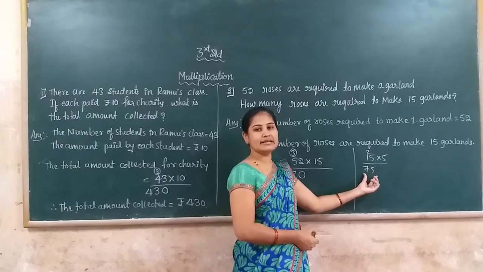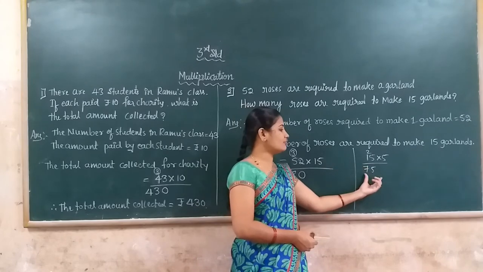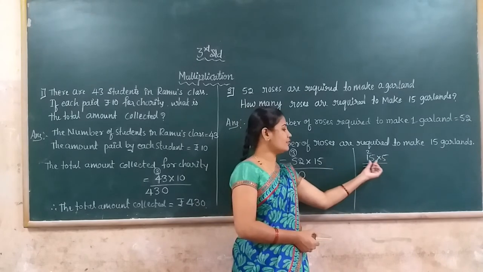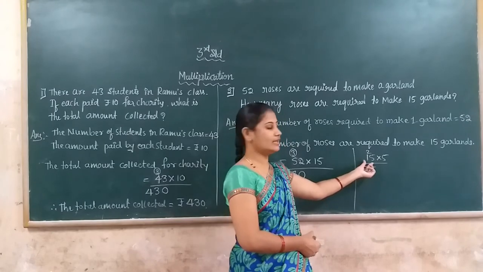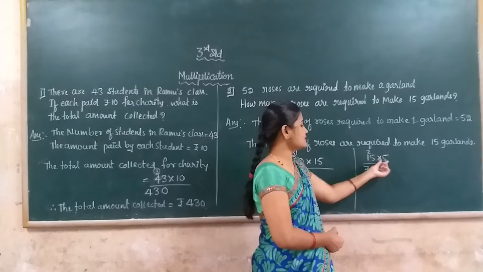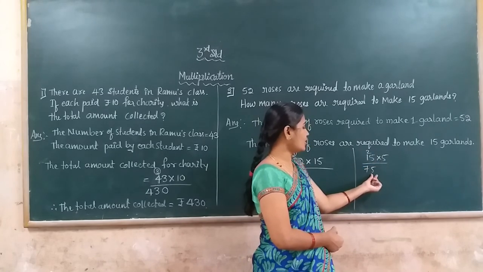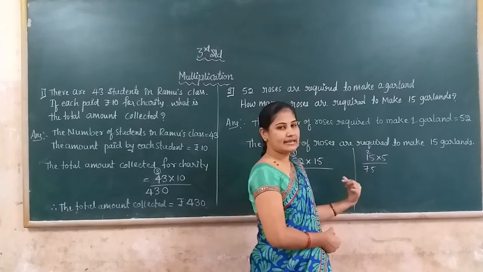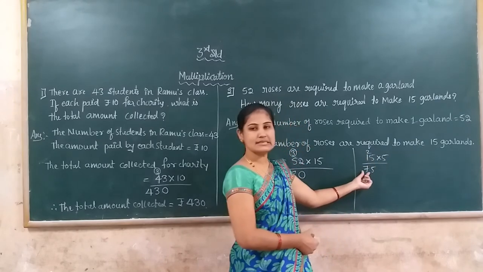Therefore, you solve the multiplication for the bigger table given. You do the rough work on the side. You make the single-digit multiplication. 5 fives are 25. 5 is in the unit place and 2 is in the carry place. 5 ones are 5, plus 2 is 7.